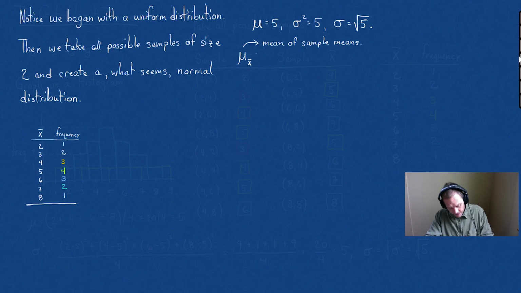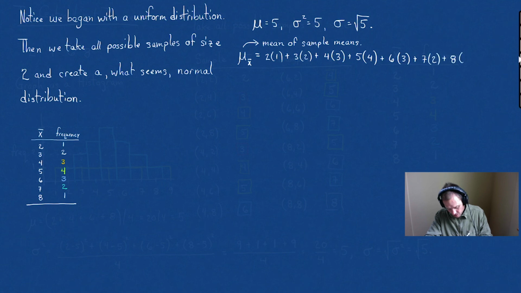Okay, so here we go. Well, let's see. Our first data value is 2, and it occurs once. Plus, we have a 3, and that occurs twice. Plus, we have a 4, and that occurs 3 times. Plus we have a 5. And that one, oh, that was our big one. That happened 4 different ways. Plus a 6. That occurred 3 different ways. Plus 7. That occurred twice. Plus the 8, which occurred the 1 time.